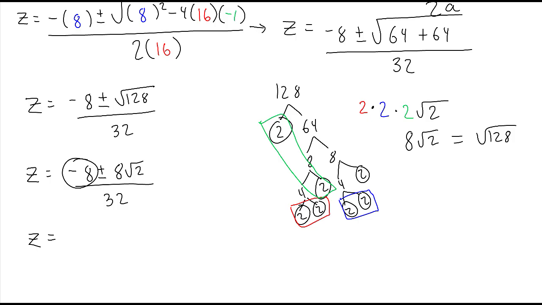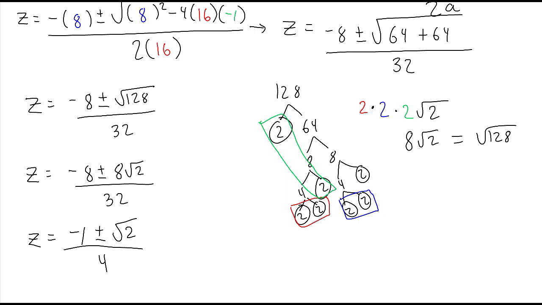Negative 8 divided by 8 is negative 1. Plus or minus 8 divided by 8 is 1. That's 1 times the square root of 2, so you just put square root of 2. Just like you wouldn't put 1x, you would just put x. You put square root of 2 instead of 1 square root of 2. Okay, anyway, 32 divided by 8 is 4.